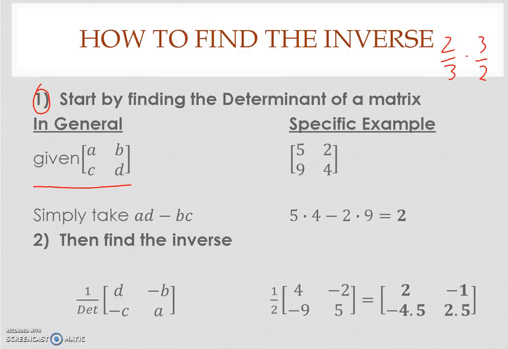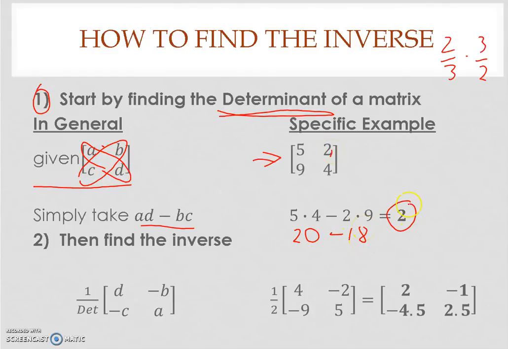We simply find the determinant. And the determinant we find by taking A times D, and then subtracting B times C. What does that look like in a more specific example? Well, if I have a matrix that looks like this here, I'm going to take 5 times 4, which is 20, minus 9 times 2, which is 18. And 20 minus 18 gives me my determinant, which is 2. That's the first step, finding the determinant. This is something that you're going to want to put in your notes on how to find this. This is going to be important for several days, actually.